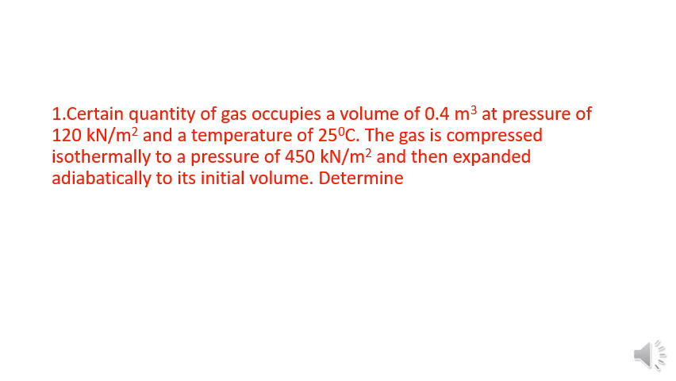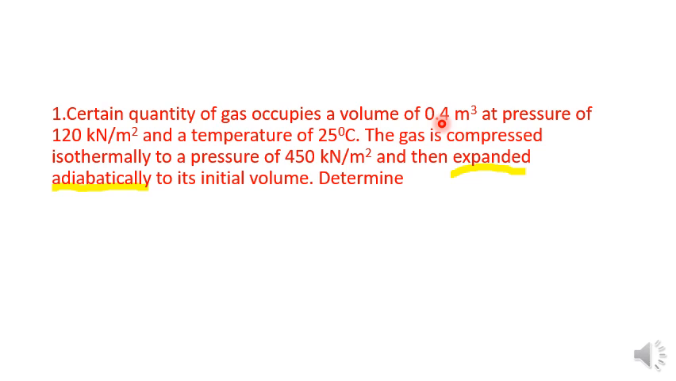They say it is expanded adiabatically, meaning an adiabatic process. Adiabatically expanding means the work done is equal to P1 V1 minus P2 V2 by gamma minus 1. So, in the question, first read the question carefully and identify the process, write the given data, write what they want determined, and write the formulas related to the process.